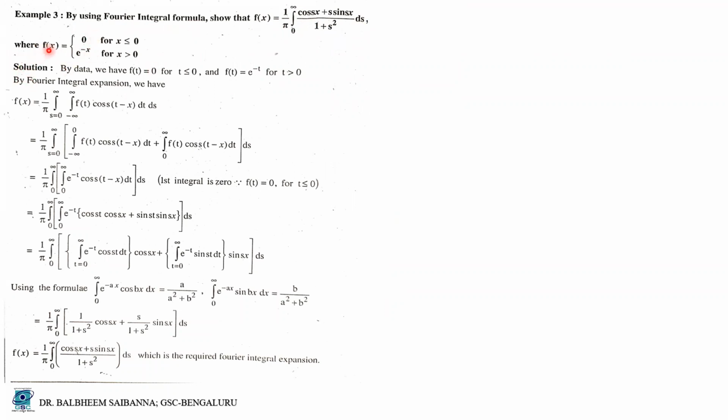First function, f of x is equal to 0 for x less than or equal to 0. Here we have two conditions: one is x equals 0, and one more is x less than 0, which means negative. Then f of x is equal to e to the power of minus x for x greater than 0, which is positive.